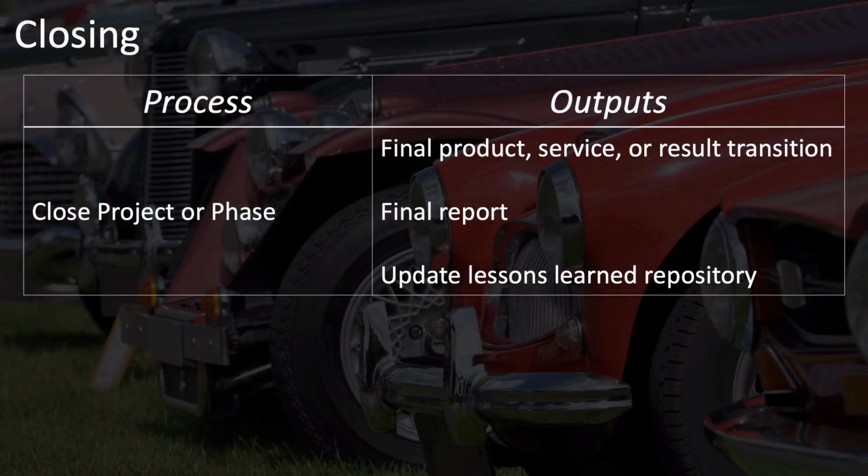The primary outputs of the closing process are the final product, service, or result transition, which is what this project was launched to accomplish, the final report, as well as an updated lessons learned repository.